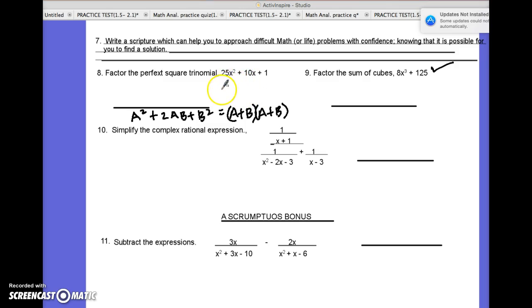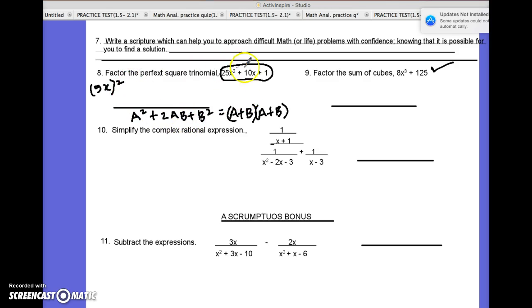So therefore, this trinomial, if we can put it in this form, then we'll be able to find the factors. Let's look carefully, step by step, how we could do it. This 25x squared can be expressed as a squared as follows. 5x all squared is the same as 25x squared, right?